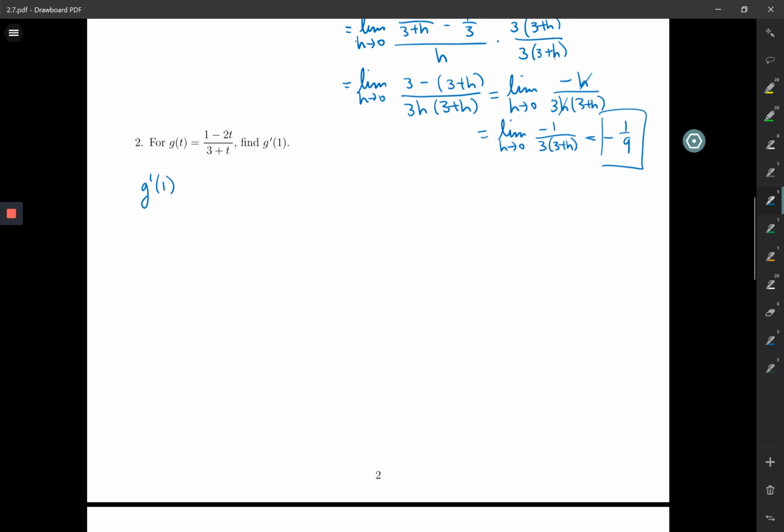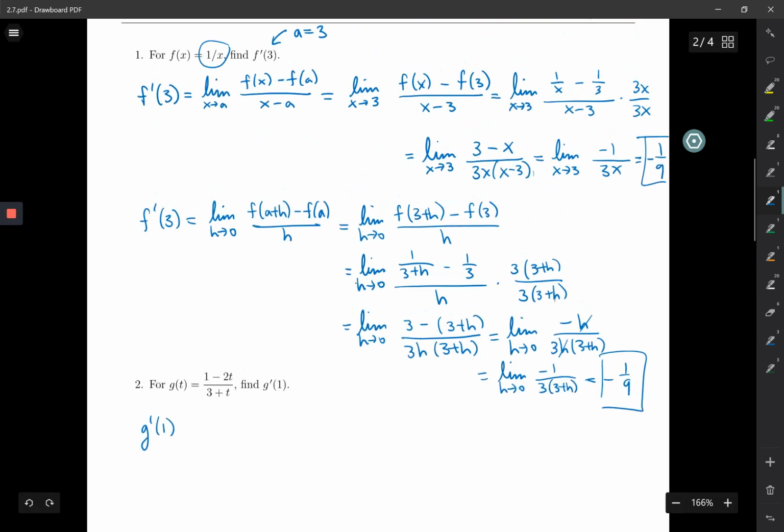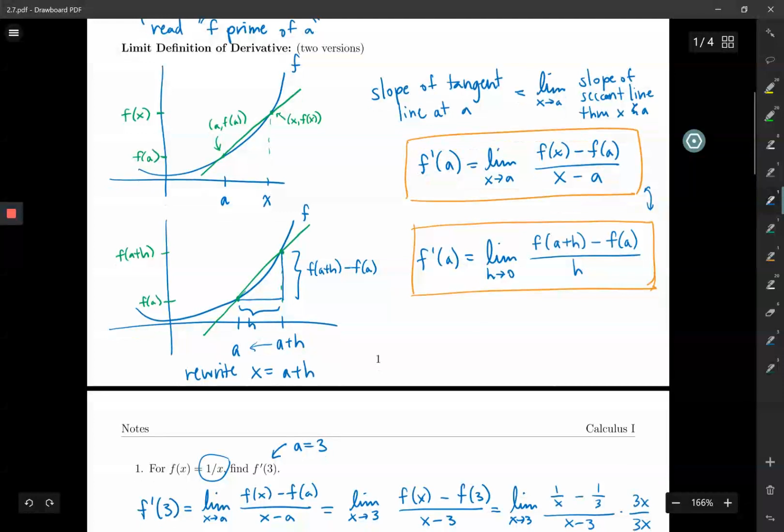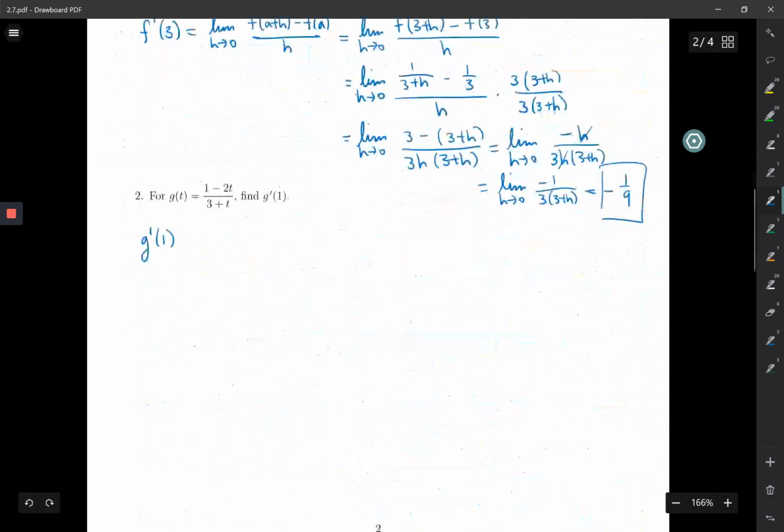So one thing to know is that sometimes it's nice that we have these two different definitions because one is easier to compute than the other. So, you know, if you set up your limit and you don't really know what to do, you might want to check and see if the other definition would make the limit easier to compute. Okay.